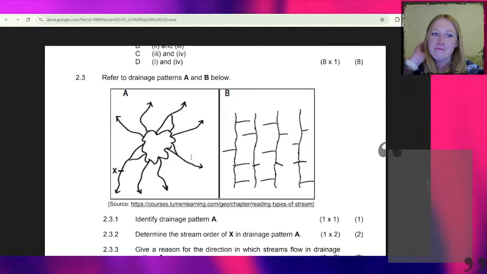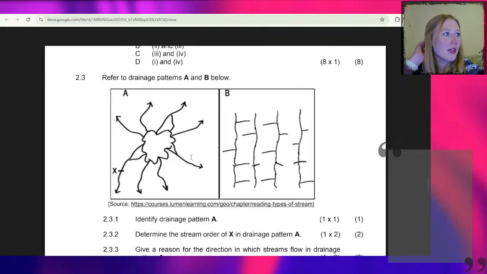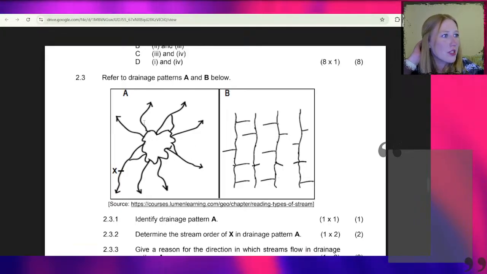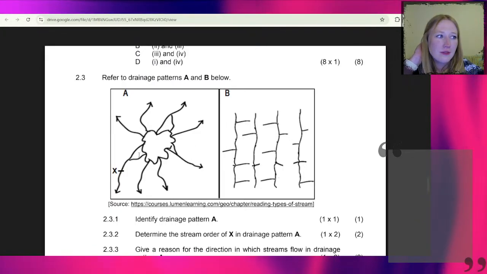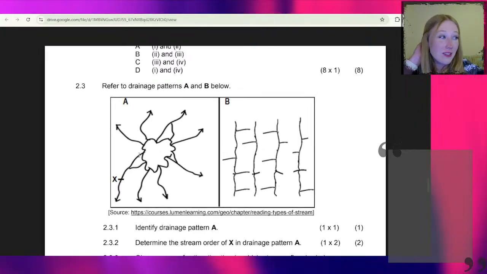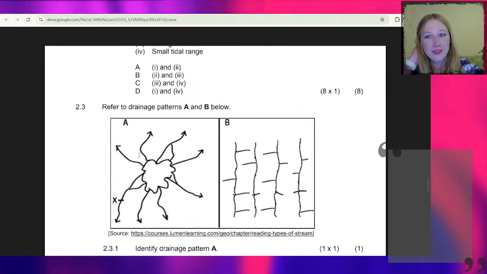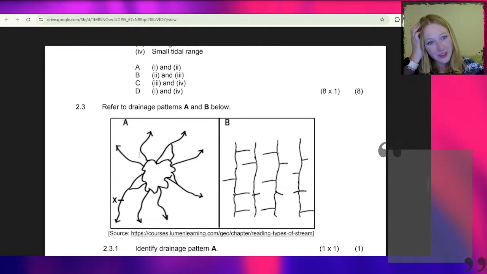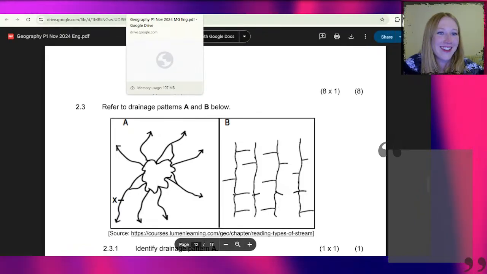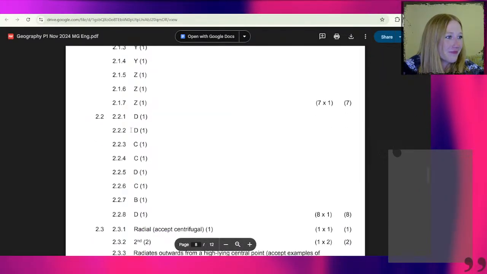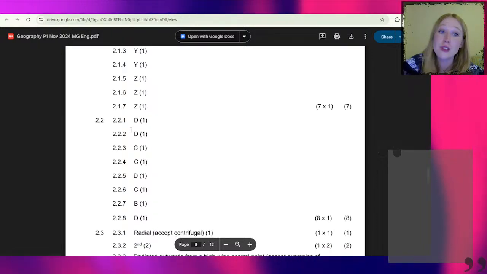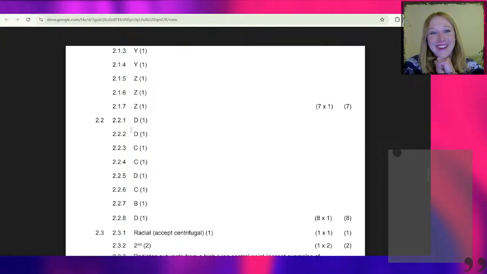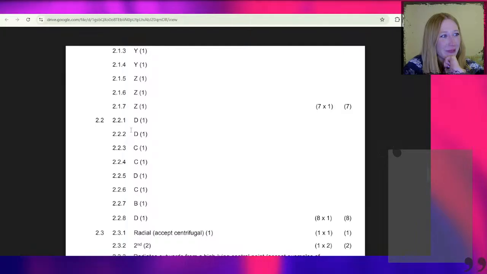I'm not sure. I think this is referred to as centripetal, but it might be radial. Now I'm actually not sure. Okay, I'm going to cheat and look at the answer. You guys okay with that? Okay, radial except centrifugal. So centripetal was wrong altogether. I only would have gotten the mark if I said radial.